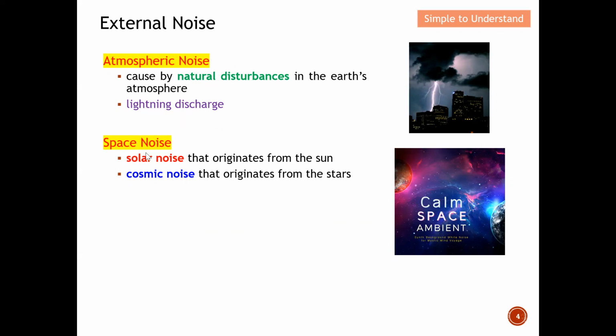Likewise for space noise, we have solar noise and cosmic noise. They originate either from the sun or from the stars. Again, this kind of noise is very difficult to govern with an equation. So this is what we have for external noise.